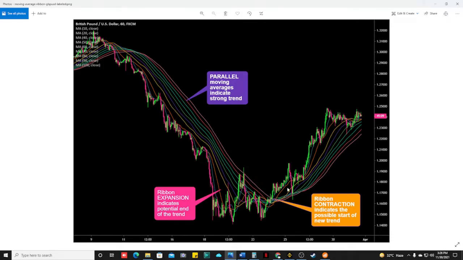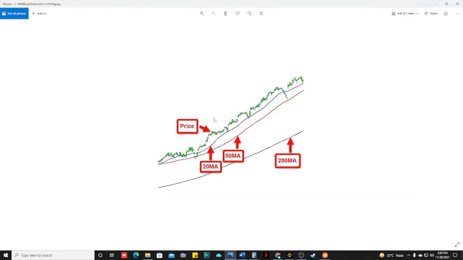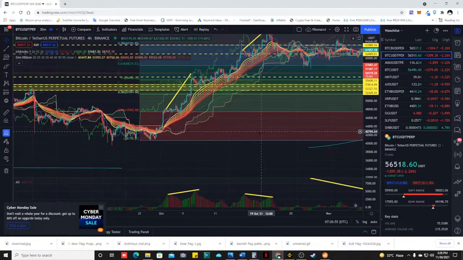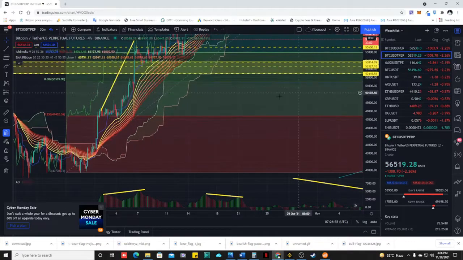So they're crossing one another. So it consolidates and then now a new trend. That's how good this EMA ribbon is. You can use it for your daily trade. Okay? So EMA ribbon. What is EMA ribbon?